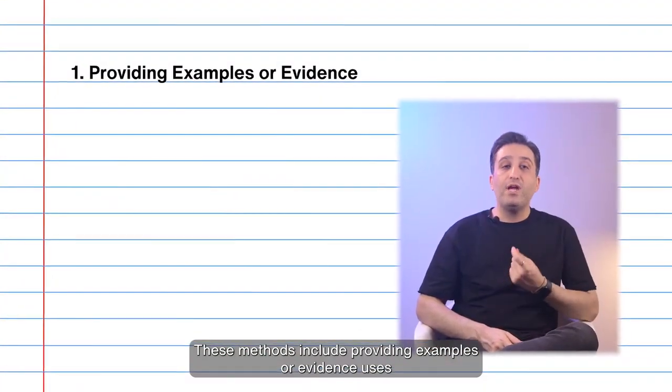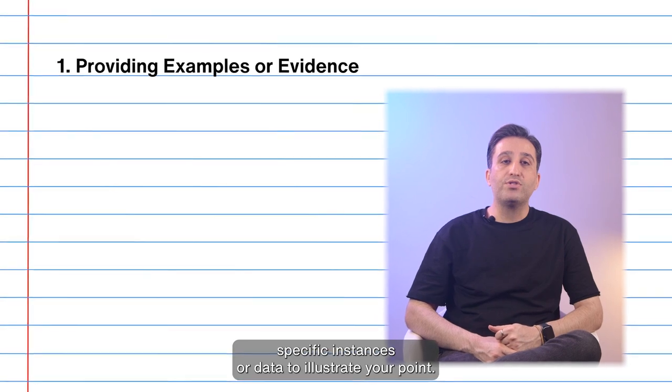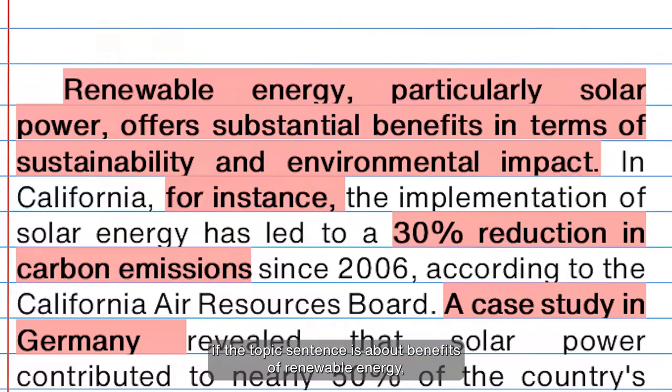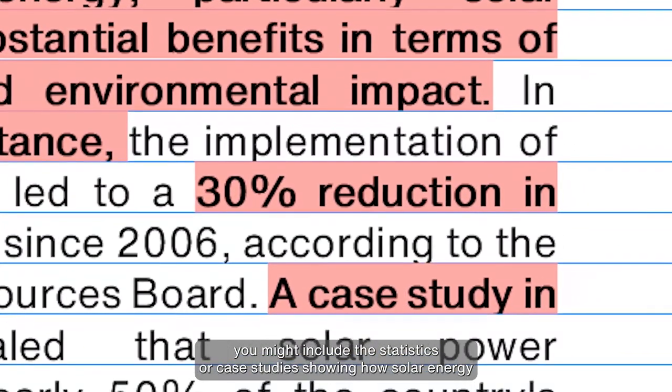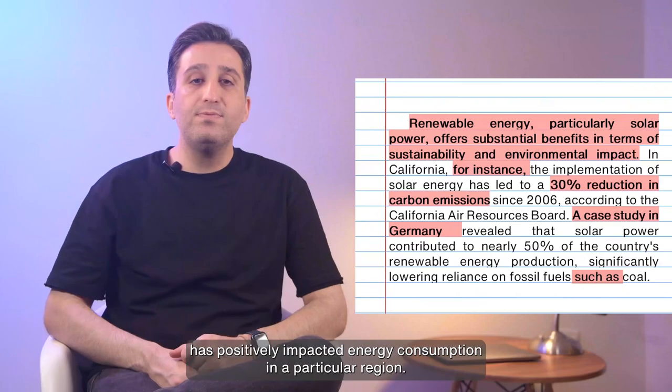These methods include providing examples or evidence. Use specific instances or data to illustrate your point. If the topic sentence is about the benefits of renewable energy, you might include statistics or case studies showing how solar energy has positively impacted energy consumption in a particular region.